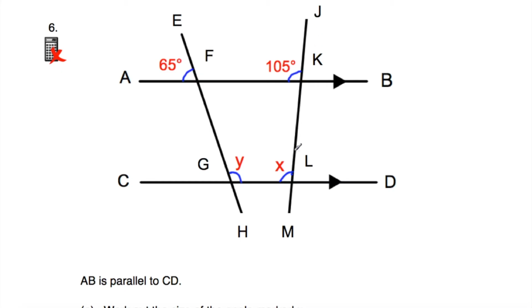Now, if I look at this line, the 105 degrees and the X, if we look at these angles here, and these angles here, this one's in the top left-hand corner of those angles, and this angle's in the top left-hand corner of those angles. So that angle and that angle are corresponding angles. They're equal to each other. So X is 105 degrees as they are corresponding angles.